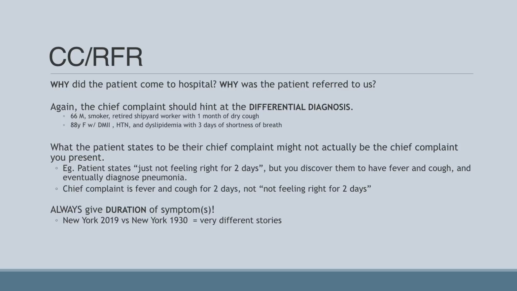So again, this is a 66-year-old male smoker, retired shipyard worker with 1 month of dry cough. Or this is an 88-year-old female with diabetes, hypertension, and dyslipidemia who presents with 3 days of shortness of breath. Or this is a 24-year-old G2P1 pregnant female presenting with 1 day of first trimester vaginal bleeding. Again, I hope even with these snippets of info, you're already thinking of a particular differential.